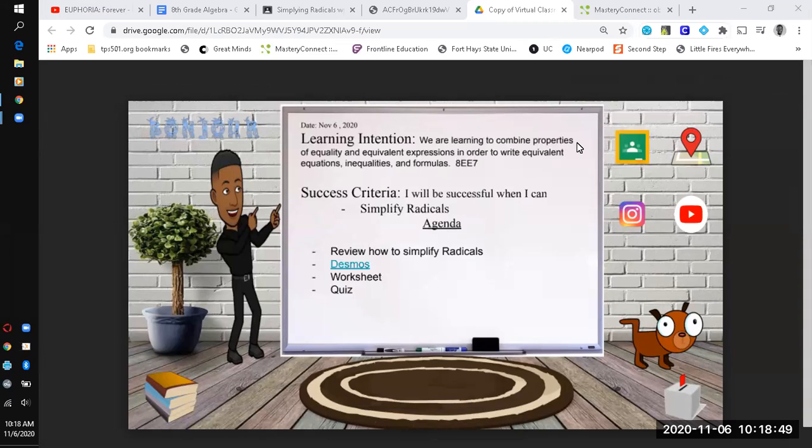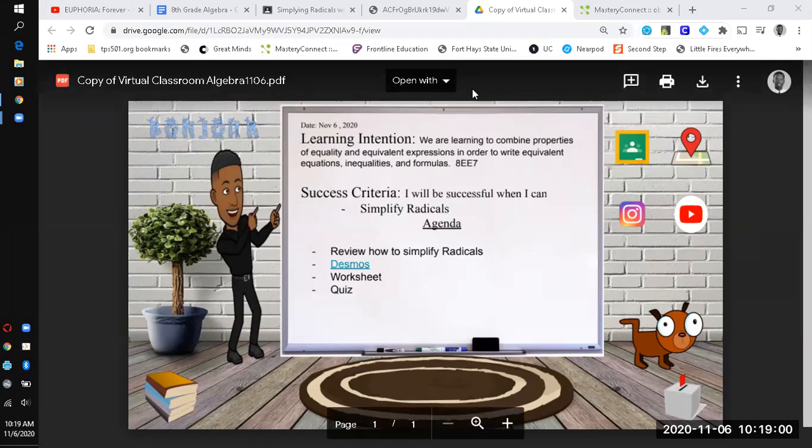For learning intention, it says we are learning to combine properties of equality and equivalent expressions in order to write equivalent equations, inequalities, and formulas. For success criteria, it simply states, I will be successful when I can simplify radicals. We'll go over some radical questions, then we will check out a Desmos worksheet and then a quiz.